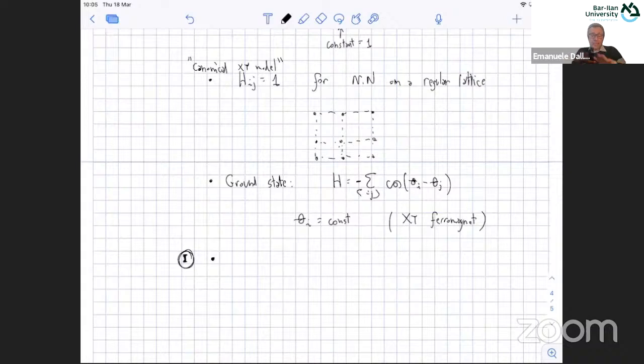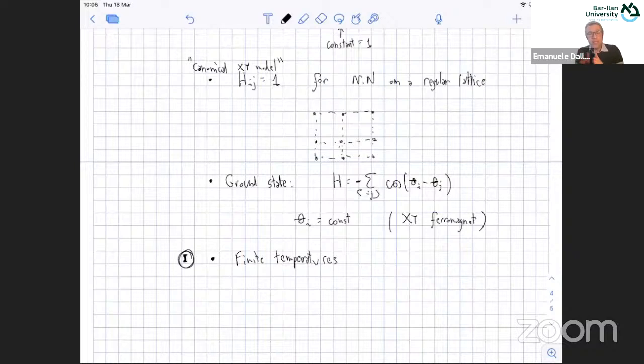So not the ground state, where we said all the spins point in the same direction. But if you consider it at finite temperatures, what will happen is that theta i minus theta j start to fluctuate, right? Instead of having all the thetas in exactly the same direction, they start to fluctuate. Now it means that there is some phase angle difference between two neighbors.